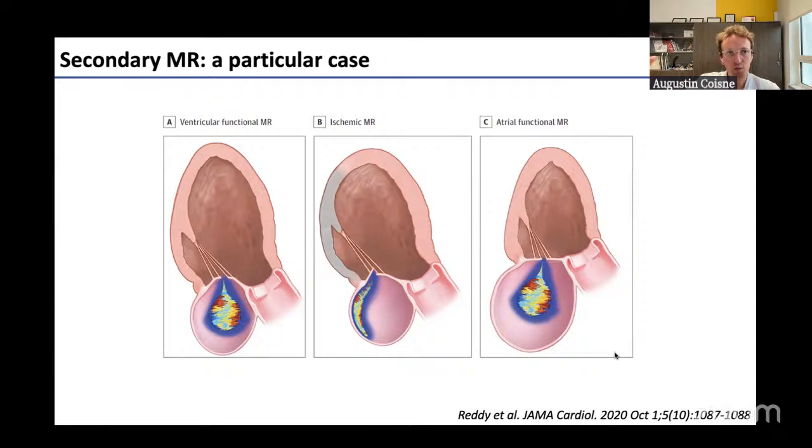But of course, we need to speak about secondary MR, which is for me a very particular case. Of course, we don't have only one type of secondary MR. We have patients with ventricular functional MR, patients with ischemic MR, with most of the time akinesia of the posterior papillary muscle and very important tethering of the posterior leaflet, leading to a jet towards the posterior lateral part of the left atrium. And now we have patients with atrial functional MR, normal LV function, but very dilated left atrium and mitral annulus.